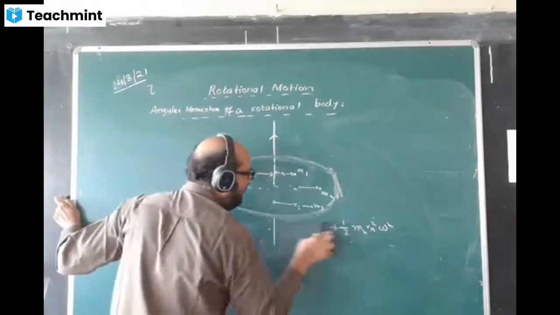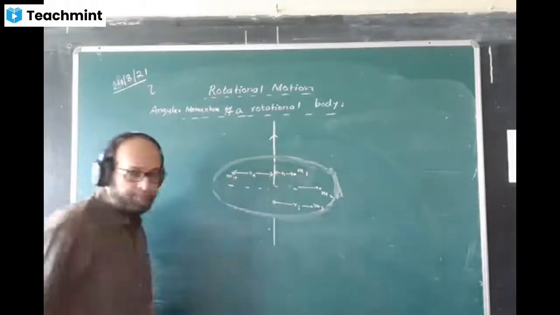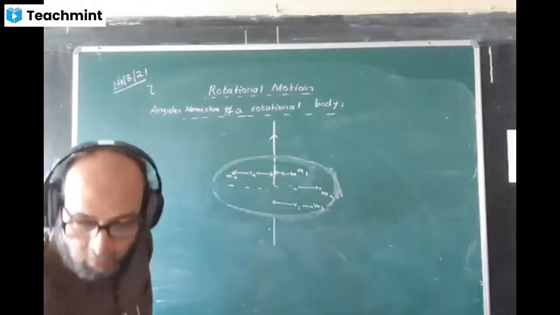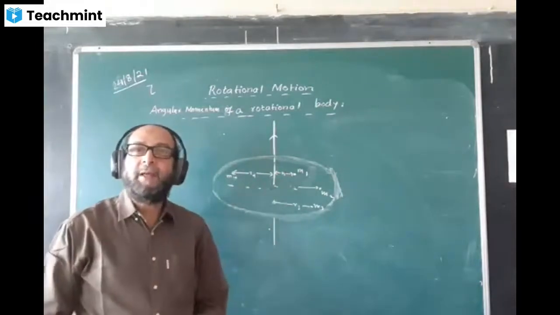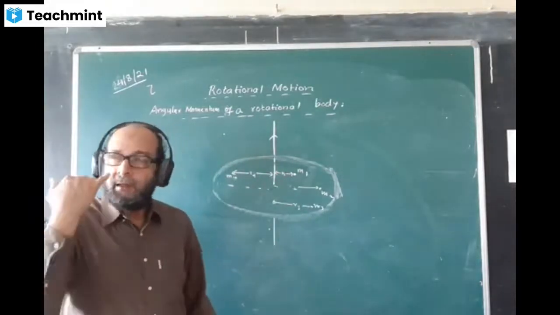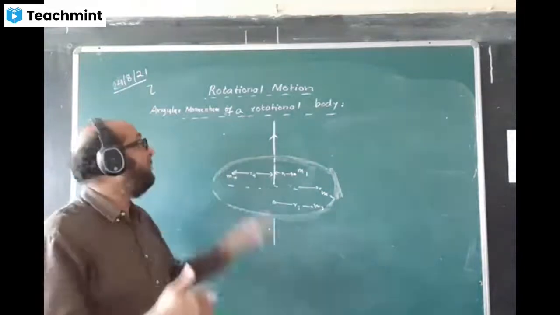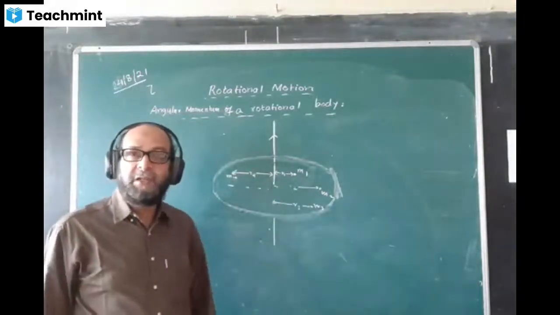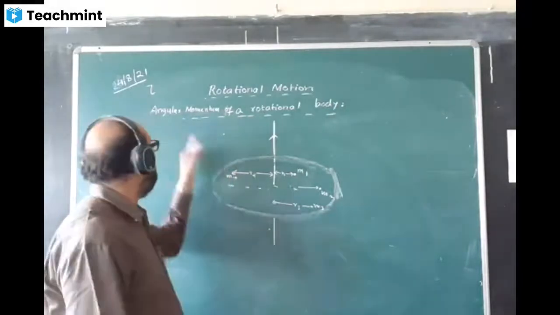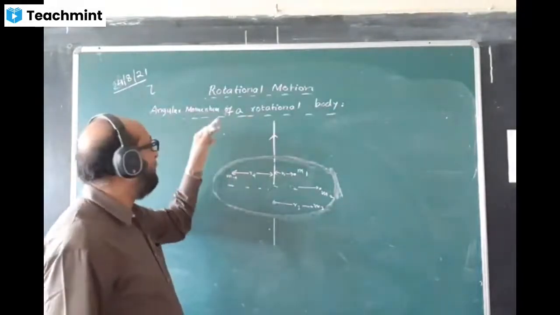What is the formula of linear momentum? P equal to mv, mass into velocity. What is the formula of angular momentum? It will be a kind of that only, but I'll tell you the definition. Write down the definition of angular momentum.